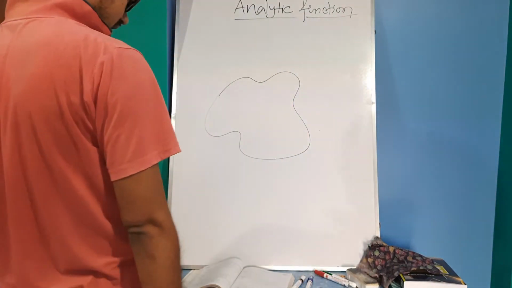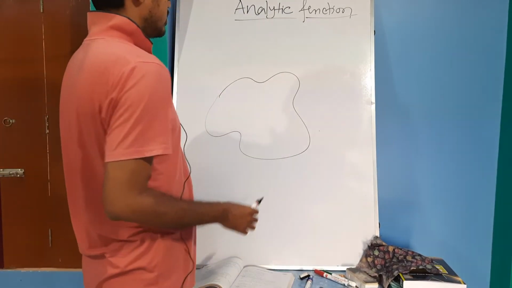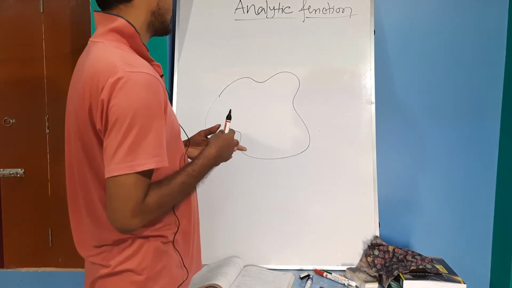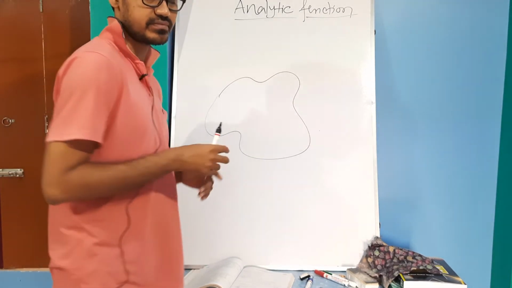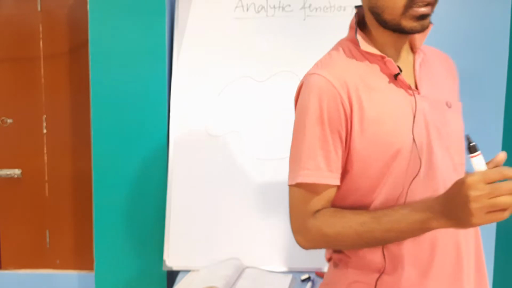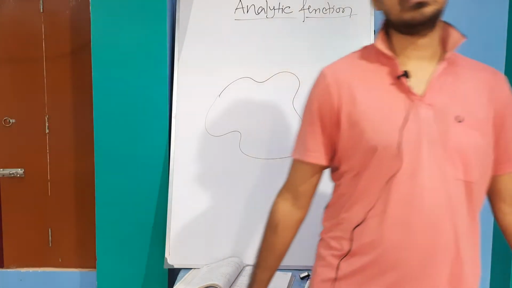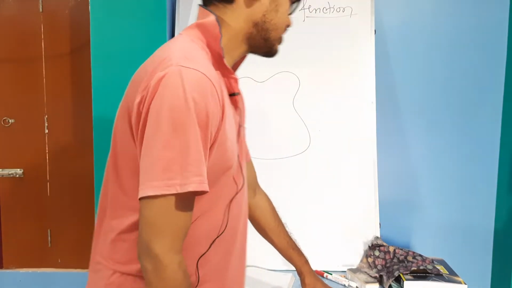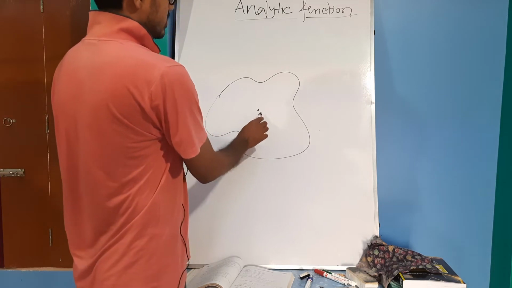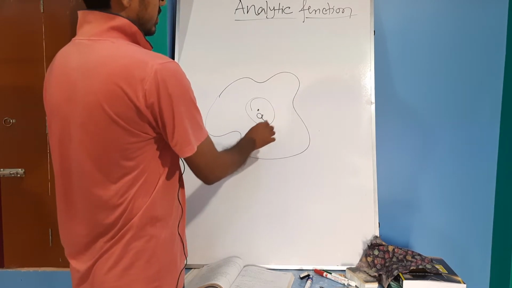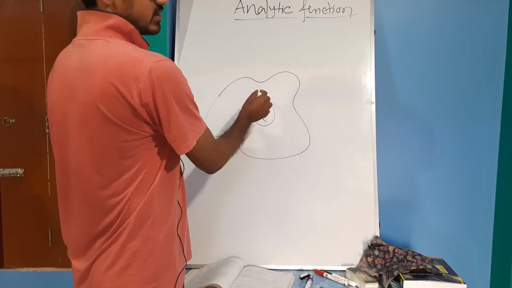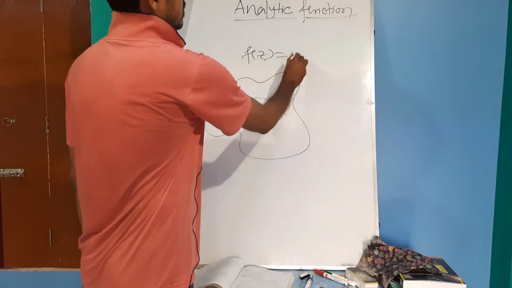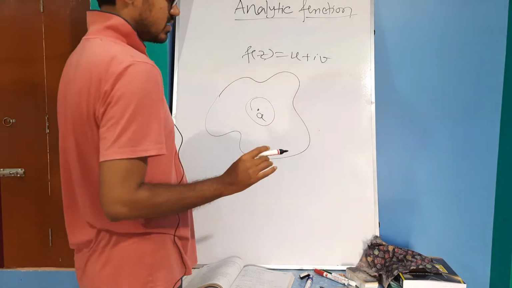So what is analytic function? You can relate it with differentiability. If a function is differentiable at a point, and at every point in its neighborhood, so you can find at least one neighborhood where the function is differentiable. So this is the concept, and suppose this is the point a, and at least we have a neighborhood where the function f of z is differentiable.